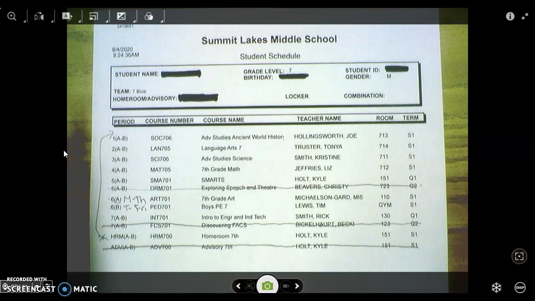So hopefully this helps you understand your schedule a little bit better. If you have further questions, please reach out to your homeroom teacher and they can clarify, hopefully, whatever it is that you need to know.